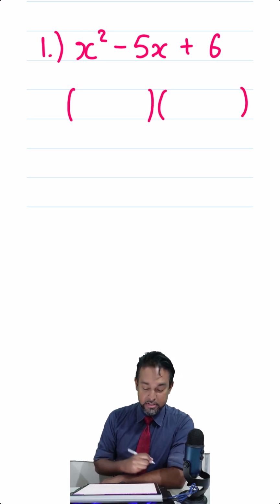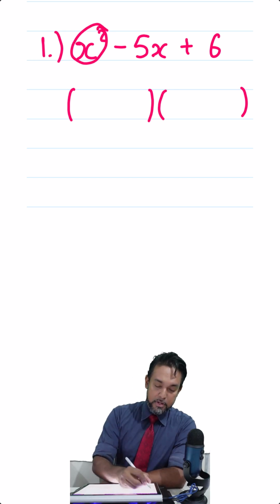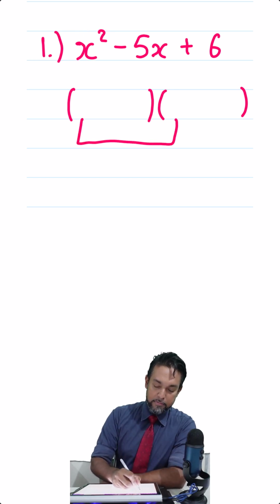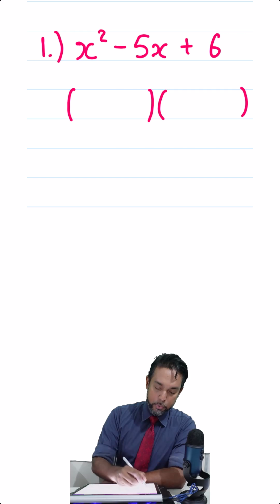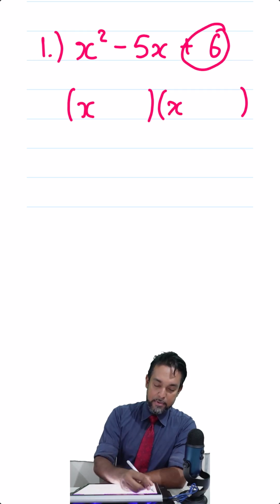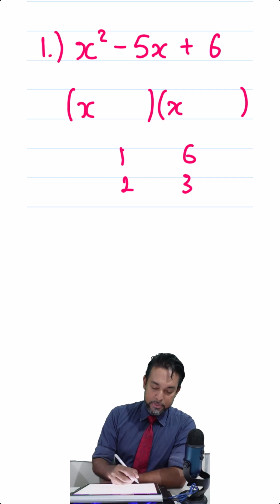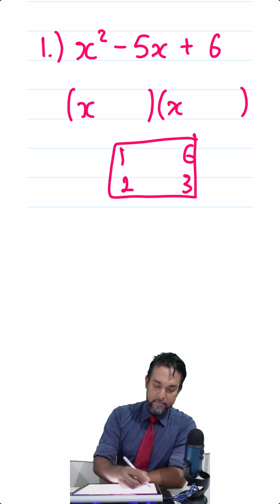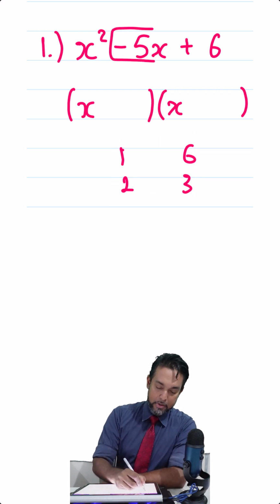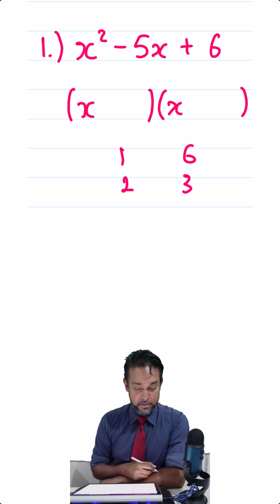which we're going to put into pairs of brackets. The first term in the quadratic is the product of the first terms in the brackets. And to get x squared, that's simply x multiplied by x. The last term in the quadratic is the product of the last terms in the brackets. To get 6, we have to multiply either 1 by 6 or 2 by 3. But as we can see, these are all positive values. And if we add positive values, we cannot get a negative value. So how do we make this adjustment?